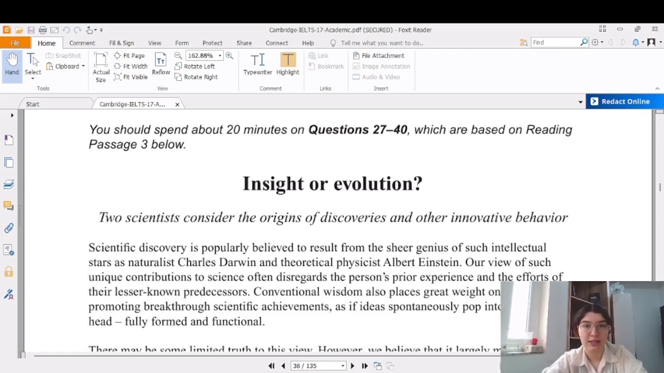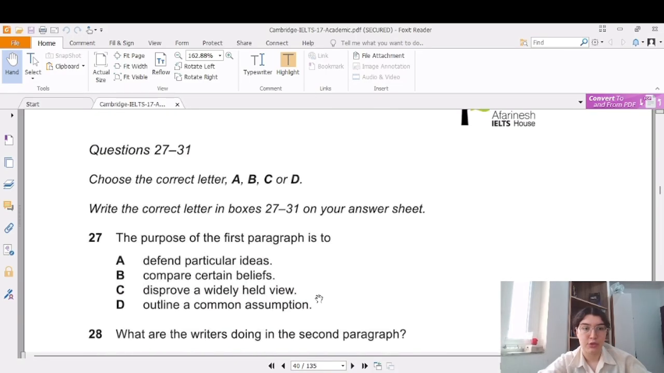So this writer is saying that this is the common belief that is held by a lot of people, and they don't actually pay attention to these people's prior experiences, for example, their failures. So the only thing this writer is doing in this paragraph is talking about this common belief. So the answer to question 27 would probably be D. The purpose of the first paragraph is to outline a common assumption. Assumption means what people think or what people usually believe. So because of that, the answer to 27 would be D. It's not C. The writer did not disprove anything, or defend any ideas, or compare certain beliefs. They just talked about a common belief that a lot of people hold. So because of that, it would be D.